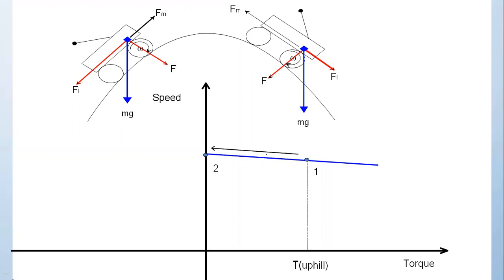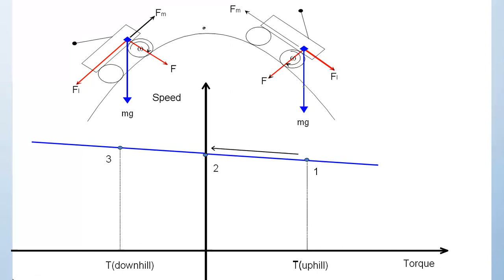Now this portion, 1 to 2, will be the characteristics guiding the vehicle moving upwards. When the vehicle has reached this point, there is no torque, and hence let us say the speed becomes zero. Then we have the operating point 2 here. Next, T downhill: when the vehicle is moving downwards, the speed becomes greater than the rated speed, and hence EB becomes greater than V. Current becomes negative, torque becomes negative. Therefore, the torque speed characteristics will be in the third quadrant now.